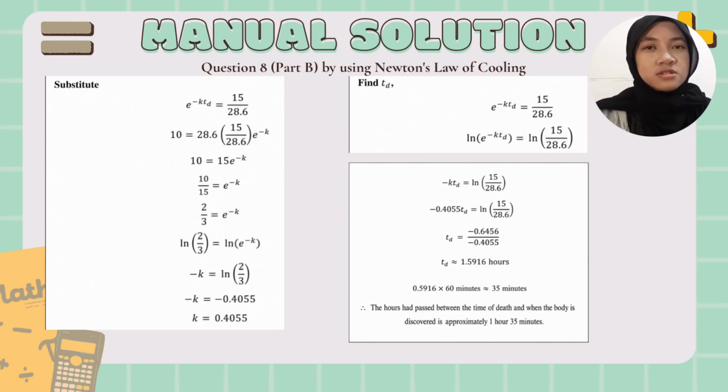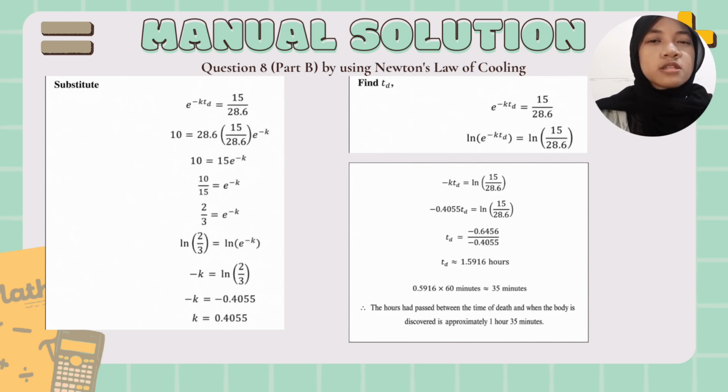Taking the natural logarithm of both sides, k equals 0.4055. Next, we substitute the value of k back into the previous equation to determine TD, which represents the time elapsed between the death and discovery. After solving the equation, we obtain TD equal to 1.5916 hours. Converting this value into minutes gives approximately 95 minutes.